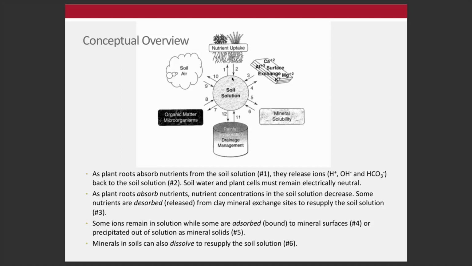As plant roots absorb nutrients, concentrations in the soil decrease, which is not surprising. If a plant is taking up calcium from the soil solution and releasing, say, hydrogen to remain neutral, that calcium concentration in the soil decreases. Some nutrients are then desorbed, or released, from clay mineral exchange sites. Calcium here is represented by number 3. This desorption from exchange sites on the mineral surface is a really important process for nutrient movement from the soil colloid into the solution, and ultimately up into the plant tissue. We're going to talk more about this in a bit.